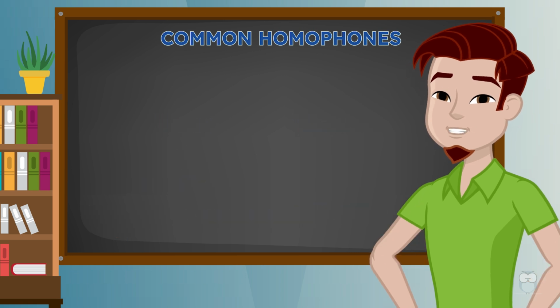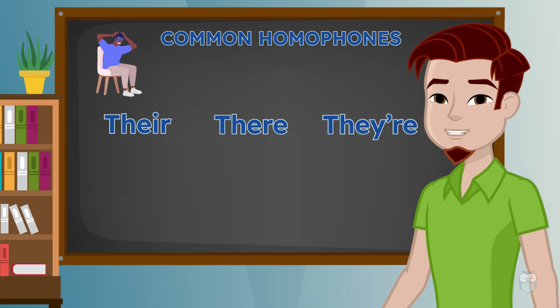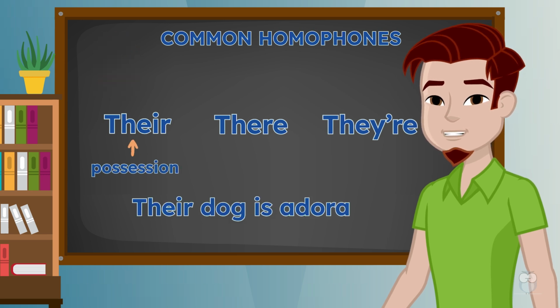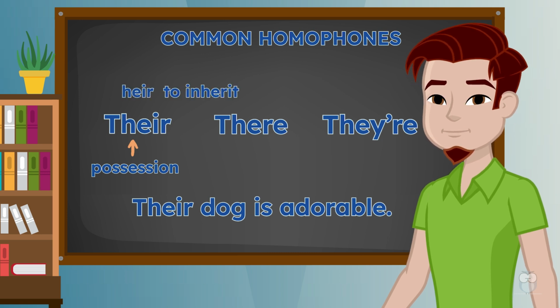Next up, the infamous trio, there, their, and they're. T-H-E-I-R shows possession, as in their dog is adorable. If you look at the word their, you'll see the word heir, which means to inherit or to possess something. So that can help you remember that their is a possessive.